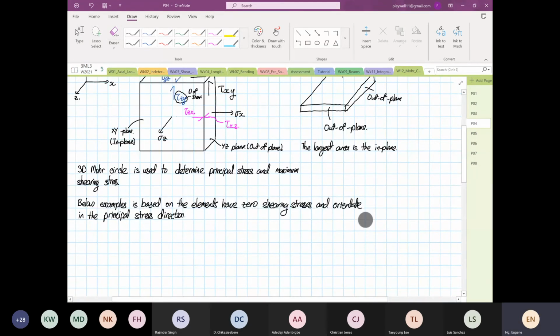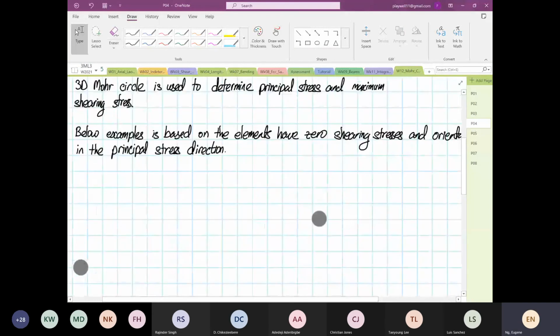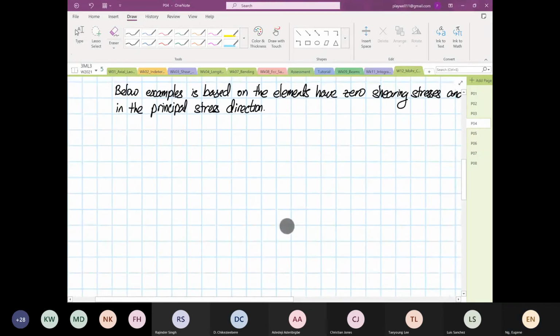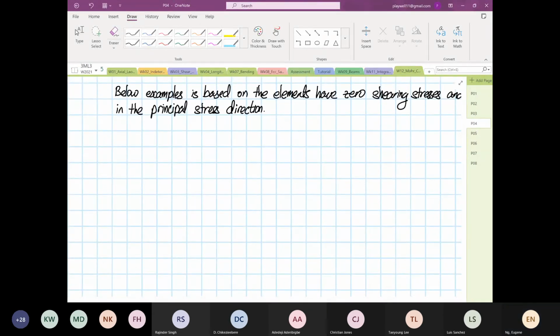Okay, I'm going to move. So condition number 1, where you have stress Z is equal to 0. Okay, and stress X is greater than stress Y, and both are positive.